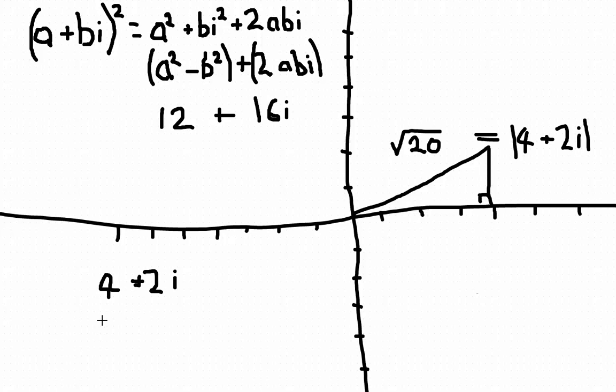Now let's say we want to add another complex number to it. So let's say 3 plus 5i. And it's just dead simple, you just add them together. So 4 plus 3 is 7, plus 2 plus 5 is 7i. So 7 plus 7i is the answer to that.